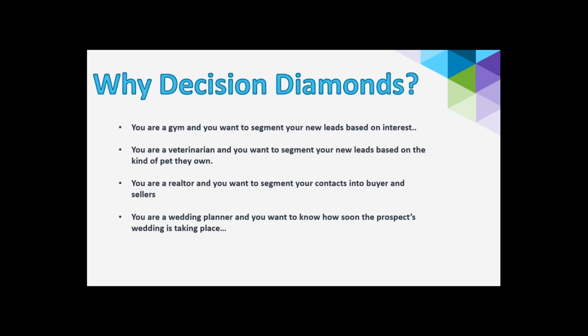And you may be a wedding planner. You're a wedding planner, and you want to know how soon the prospect's wedding is going to take place. Is it 0 to 3 months, 4 to 6 months, or 6 months and longer? Because you're going to send different messages based on their time frame of when that wedding is going to take place. If it's 0 to 3 months, you're going to want to get on it.